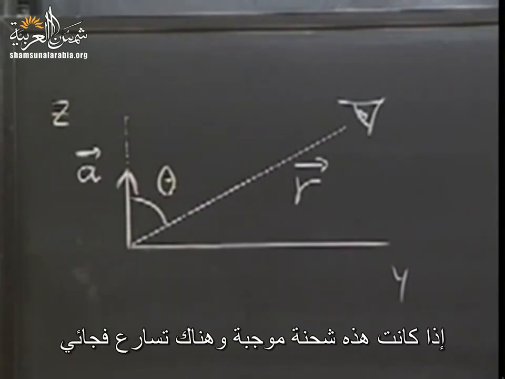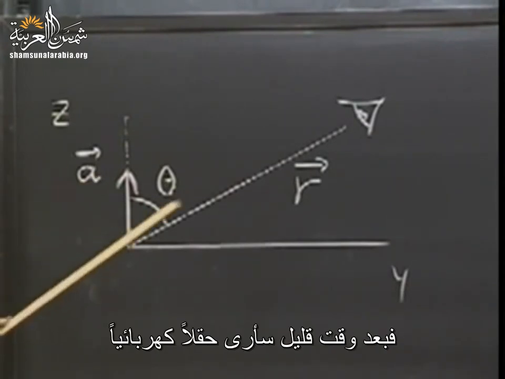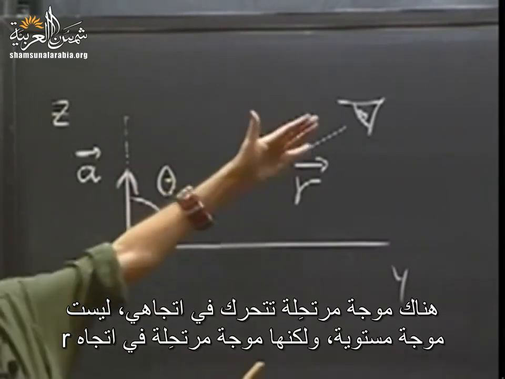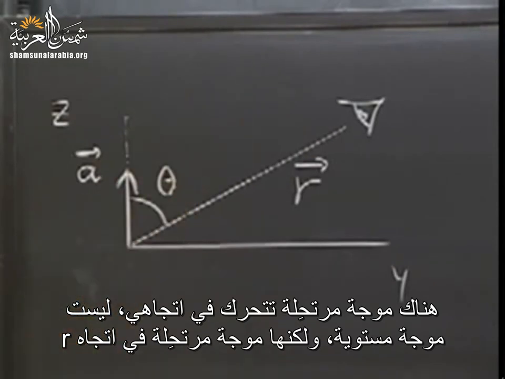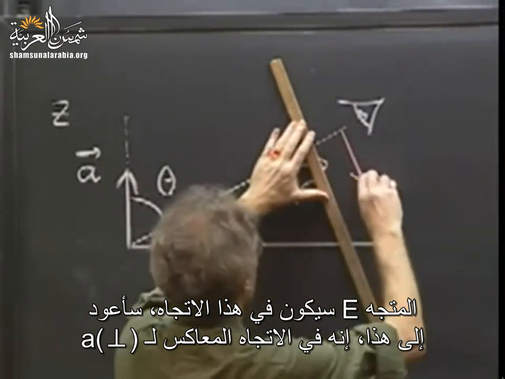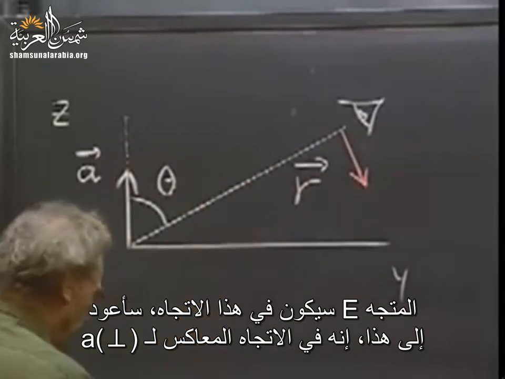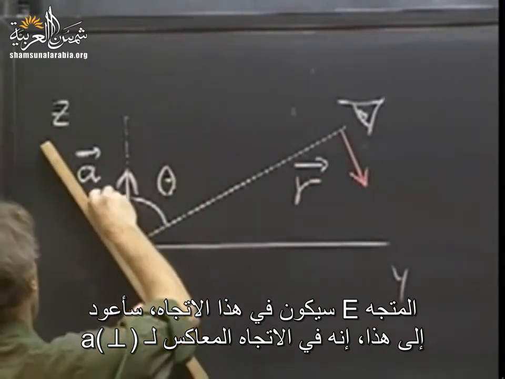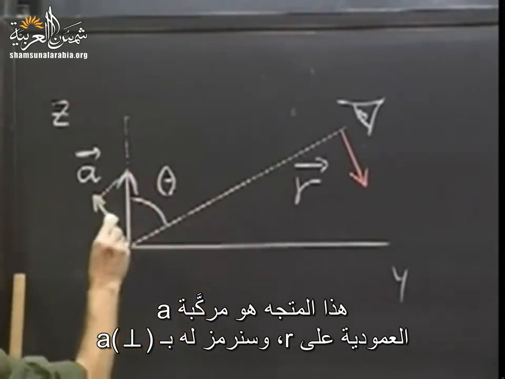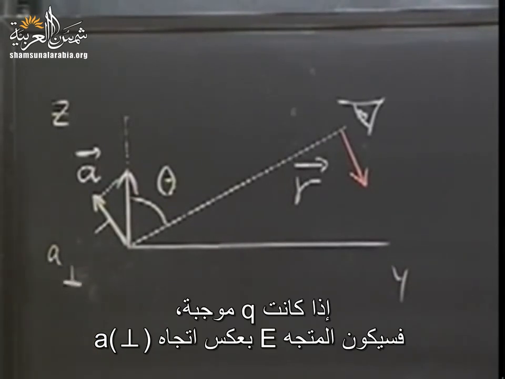If this charge is a positive charge, and there is a sudden acceleration, a little later in time, I will see an electric field. There's a traveling wave going in my direction. It's not a plane wave, but there is a traveling wave going in my direction, in the direction r, and so that E vector then is in this direction. I will return to this. It's in the opposite direction as a perpendicular. This vector, which is the component of a perpendicular to r, is called a perpendicular. If q is positive, then this E vector is in the opposite direction of a perpendicular.